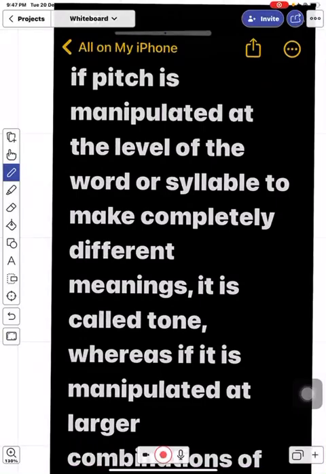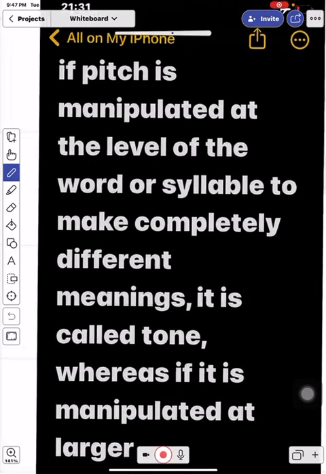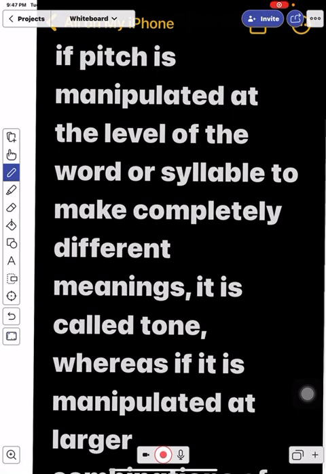Pitch is how you determine the vibration of a sound you perceive. That is the standard for how to measure the sound that you're hearing. If pitch is manipulated at the level of words or syllables to make out meanings, it is known as tone.